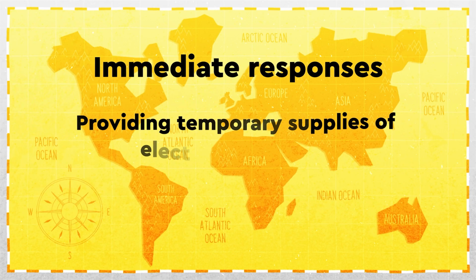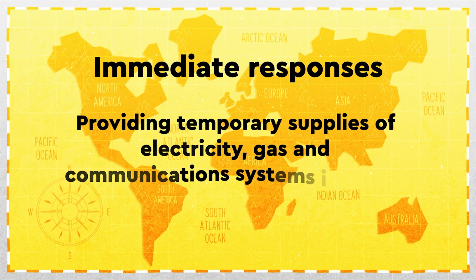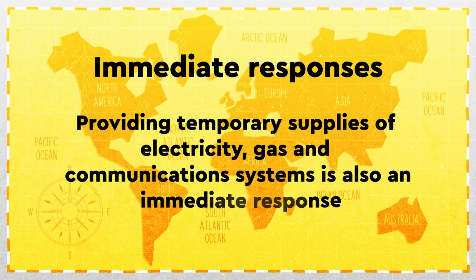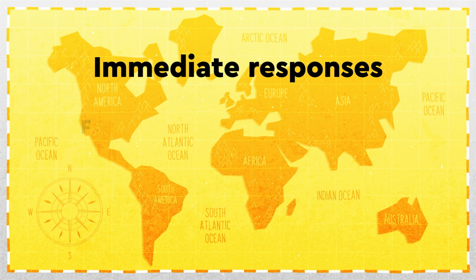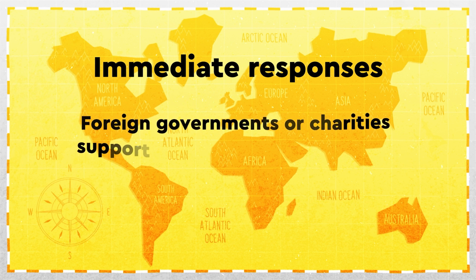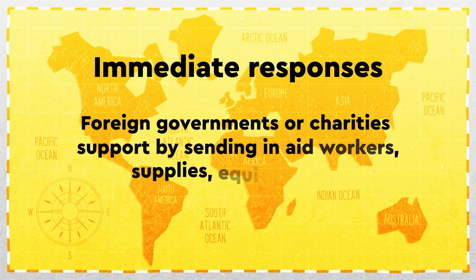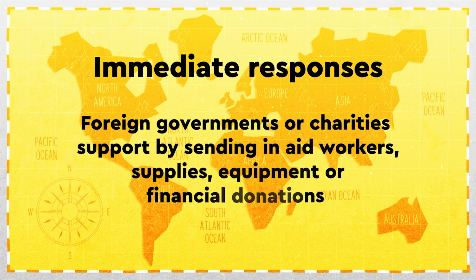Providing temporary supplies of electricity, gas, and communication systems is also an immediate response. These are key to have if regular supplies have been damaged during an eruption. As well as this, foreign governments or charities may also offer a helping hand by sending in aid workers, supplies, equipment, or financial donations in order to help the affected areas.